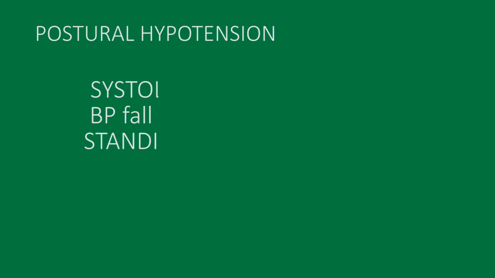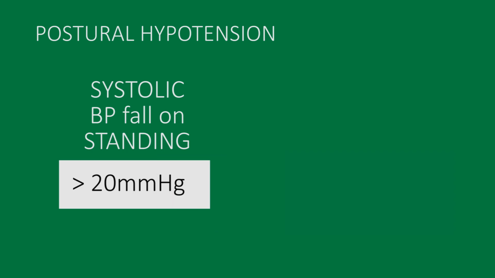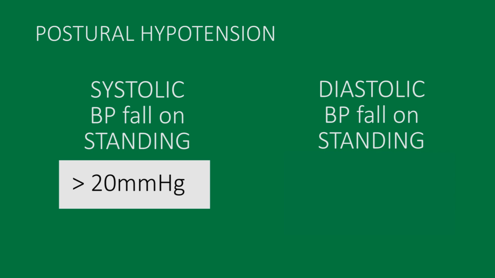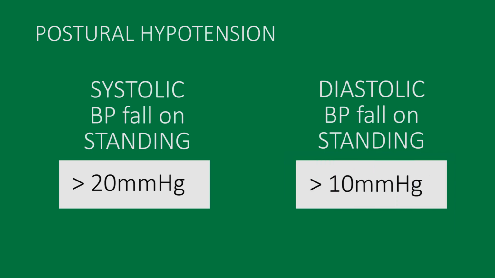Postural hypertension is when the systolic blood pressure falls by greater than 20 mm of mercury on standing, or the diastolic blood pressure falls by greater than 10 mm of mercury on standing.